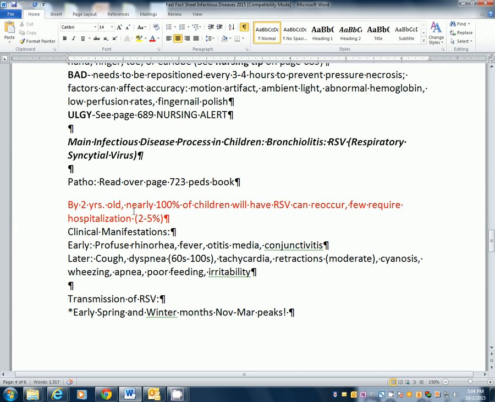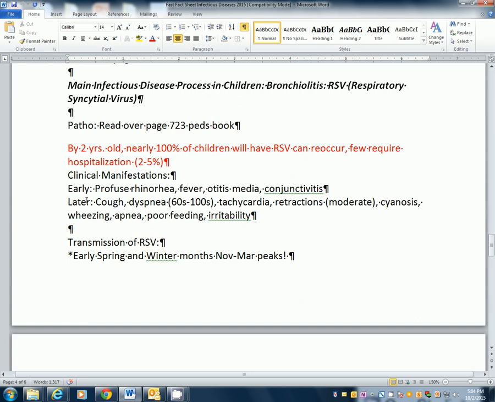By 2 years old, nearly 100% of children will have had RSV. Few require hospitalization, though, with only up to 5%. Early clinical manifestations that you're going to see would be profuse rhinorrhea. And when I say profuse, it means the nose is pouring. In fact, there are 90,000 admissions yearly for RSV, with around 500 ending in death yearly. So this is to be taken seriously.